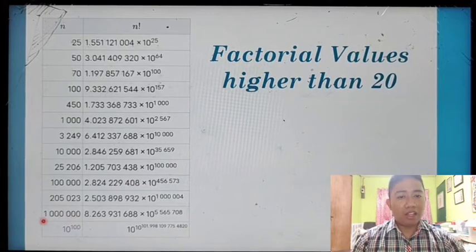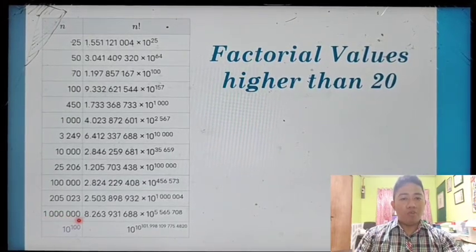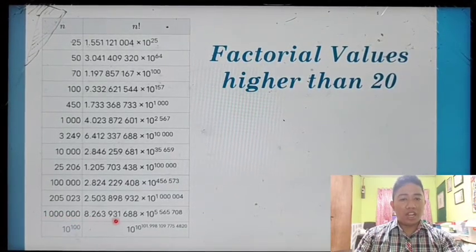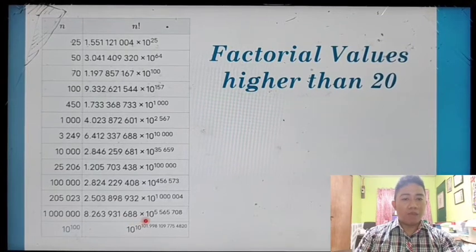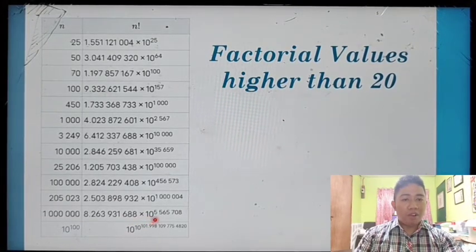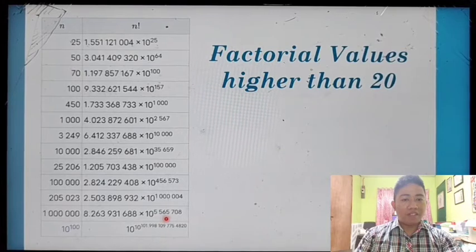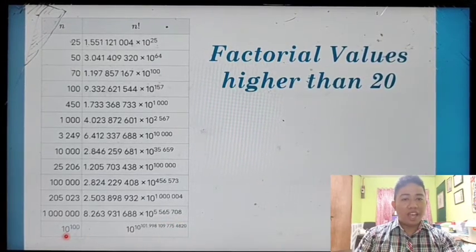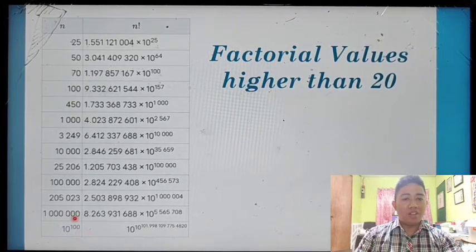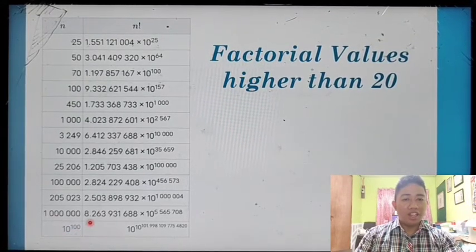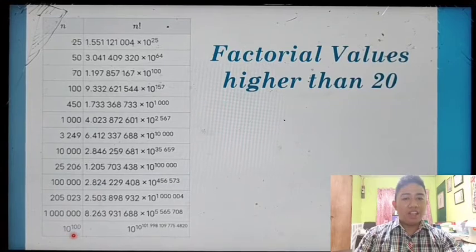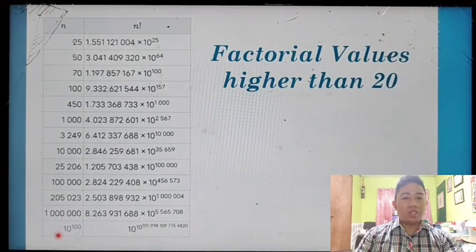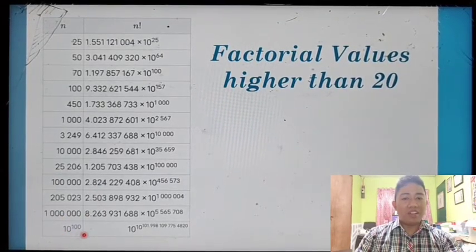We also know that the factorial of a million is 8.263931688 times 10 raised to the power of 5,565,708. And we know that 10 raised to the power of 100 is known as the googol number, which is expressed by 1 followed by 100 zeros.